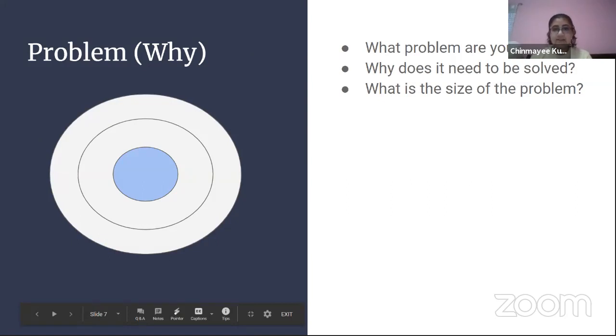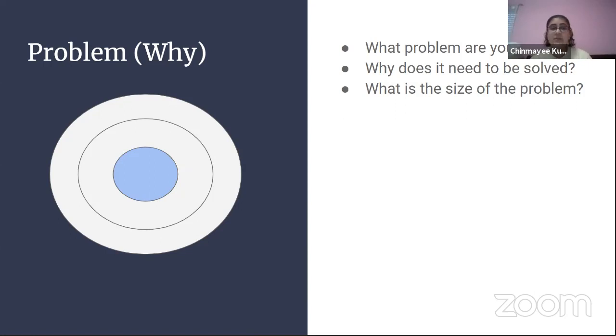So the first thing is you want to talk about your problem. And as you can tell, we're starting at the very center circle. So we're starting with the why. It's very important to know and to tell your audience what problem you are actually solving and why it needs to be solved. And then you need to elaborate on the size of the problem.